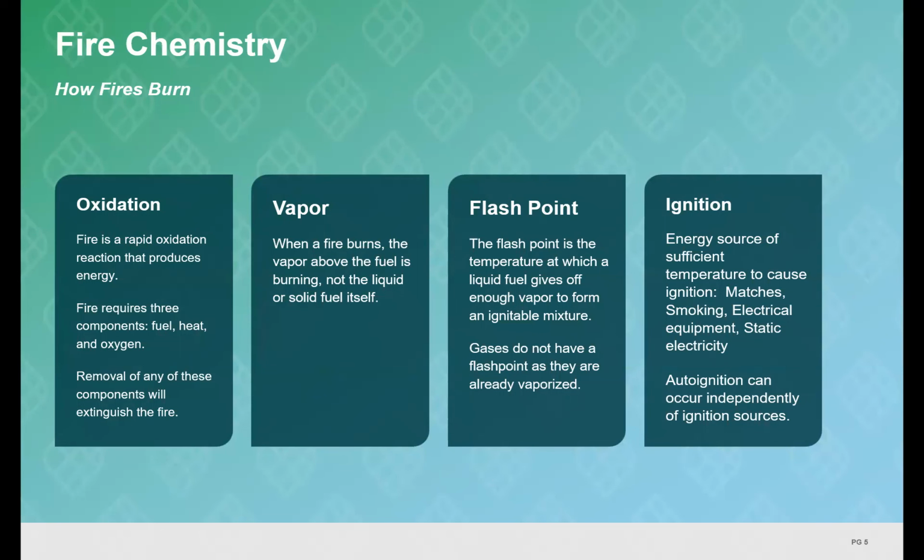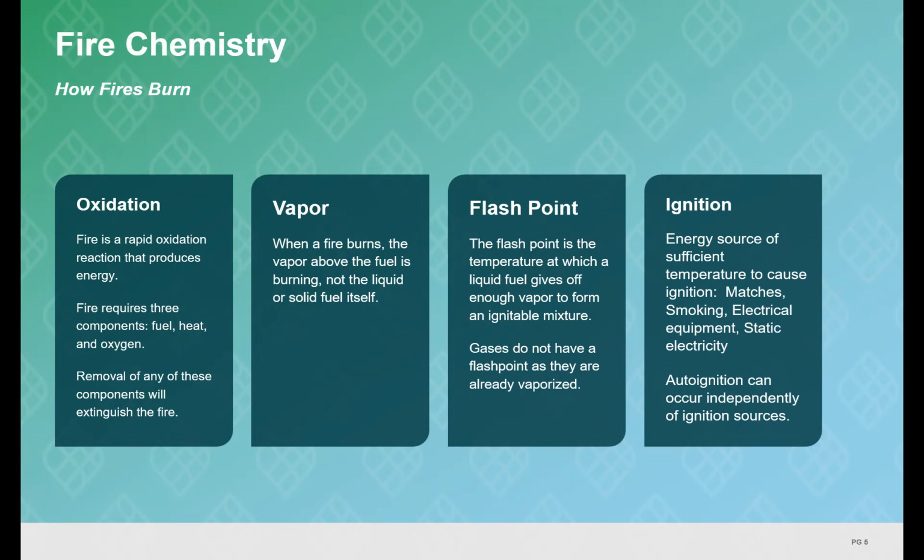Fire is a rapid oxidation reaction that produces energy in the form of heat and light. Fire requires three components: fuel, heat or energy, and oxygen. These three components lead to a chemical chain reaction as rapid oxidation begins. The chemical chain reaction is what most people describe as fire. Removal of any of these components will extinguish the fire, and when a fire burns, the vapor above the fuel is burning, not the liquid or the solid fuel itself.